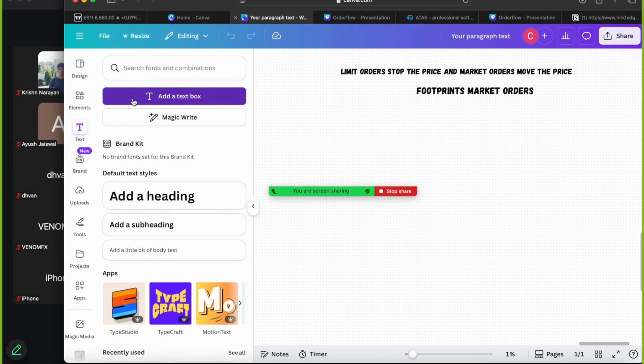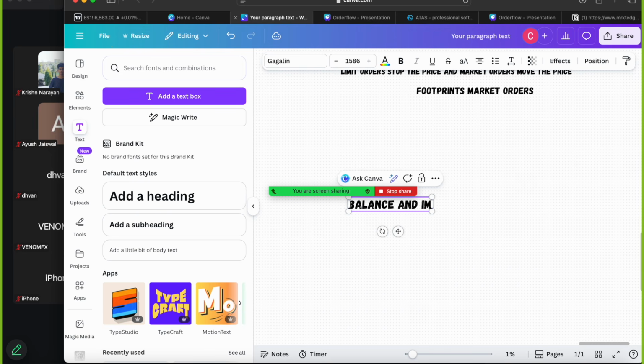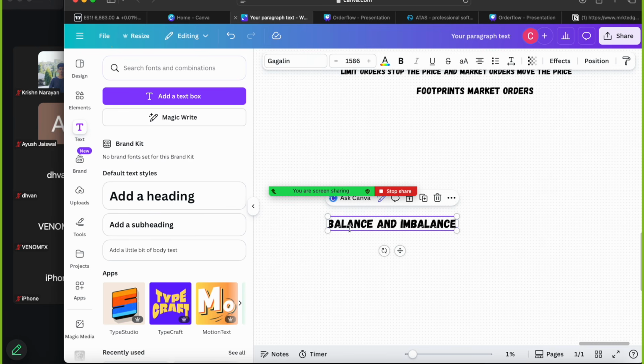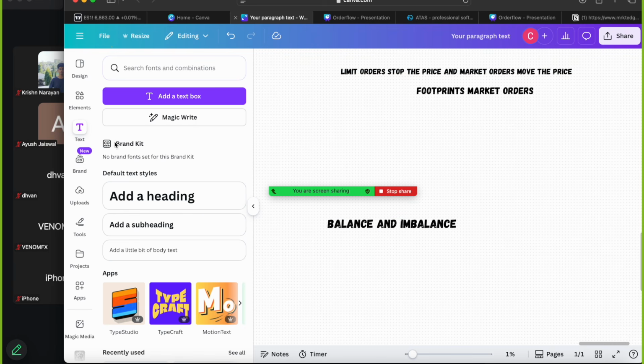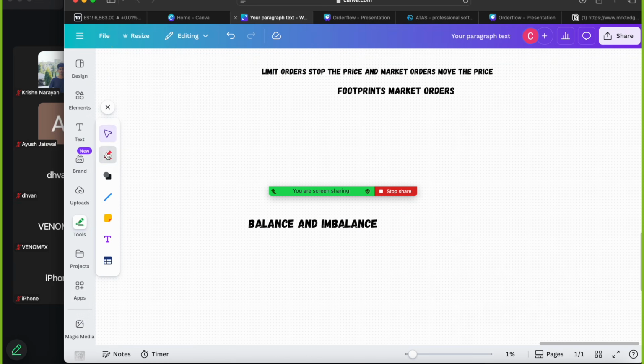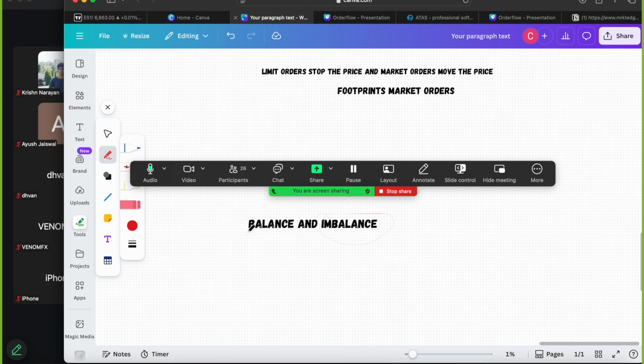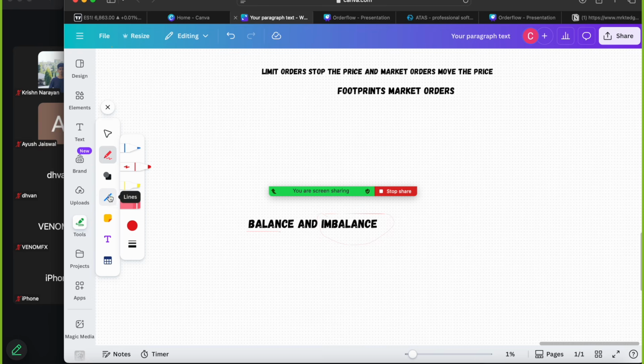So we have two things. The first one is balance and imbalance. What does that even mean? Balance is when the buyer and seller both are happy. Imbalance is when either the buyer is happy or the seller is happy. So the kind of markets we want to actually trade in is the imbalance market. We don't care about the balance market, because if the price is balanced, then that just means that the price is going to be in a horizontal line, because both the buyer as well as the seller are happy, which means the price is going to be something like this in a sideways market or in a consolidation.